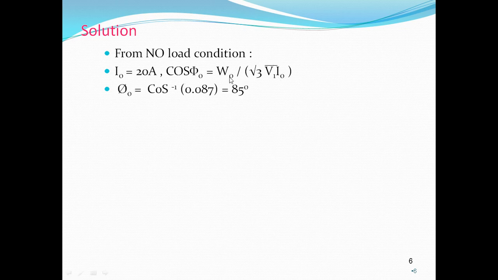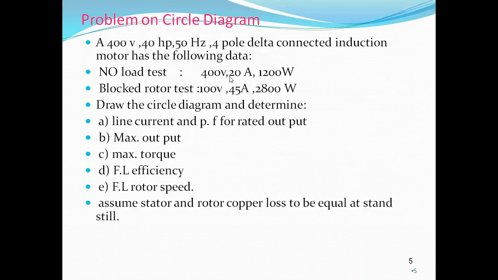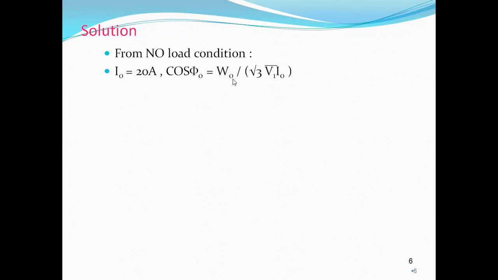So that is equal to W naught by root 3 V I naught. What is the W value here? 1200. So here, 1200 by root 3 into 400 into the current, and the current is 20. Actually, you have to write the given data here. I forgot to write it, but whenever you start the solution, you have to write the given data first.